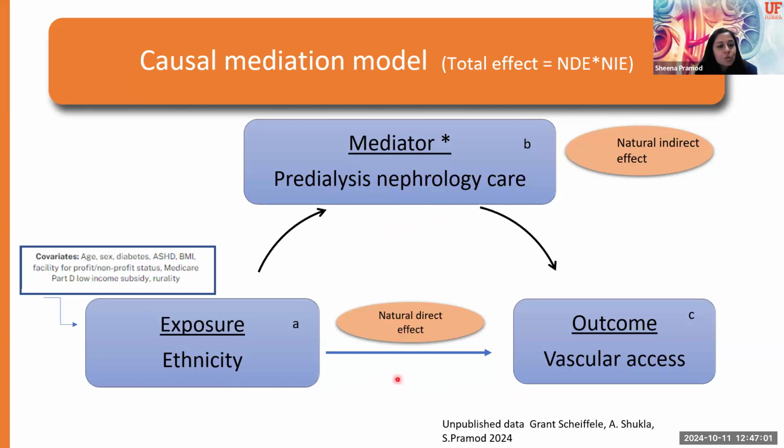So similarly, ethnicity has a natural direct effect on vascular access, and we've seen that data on the previous slides. Now, what we are looking at is the natural indirect effect of pre-dialysis nephrology care and kidney disease education. And in this model, the total effect is a multiplied effect of both the natural direct effect and the natural indirect effect.